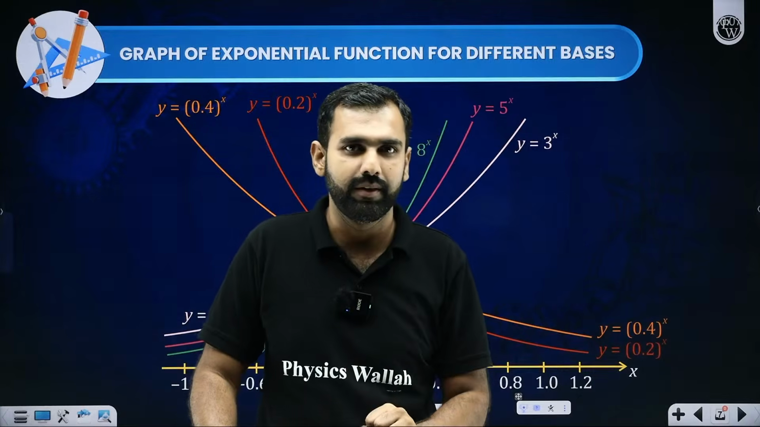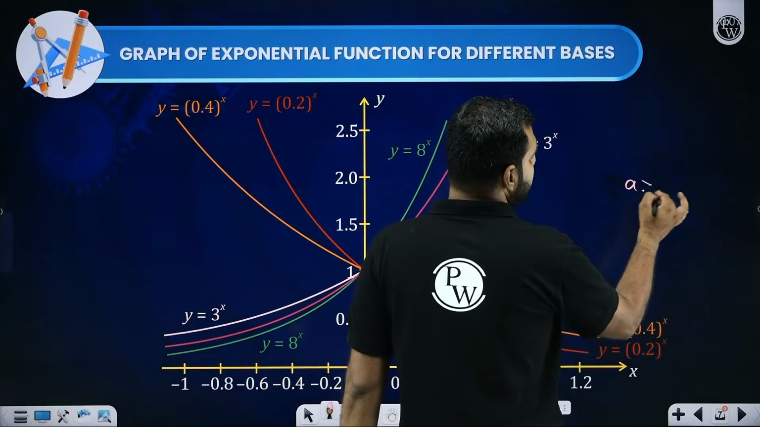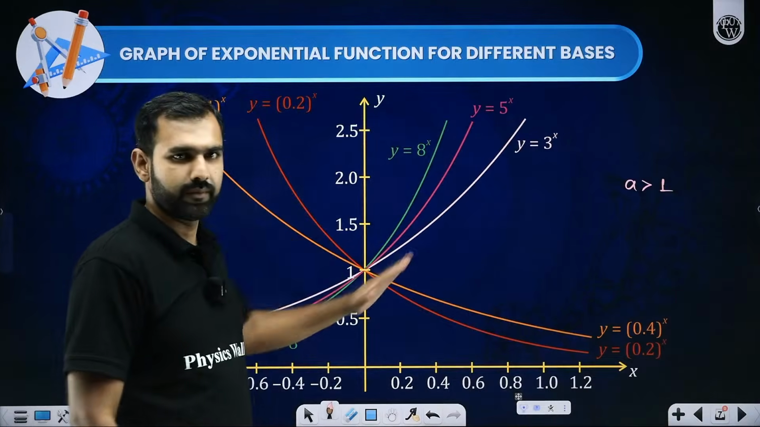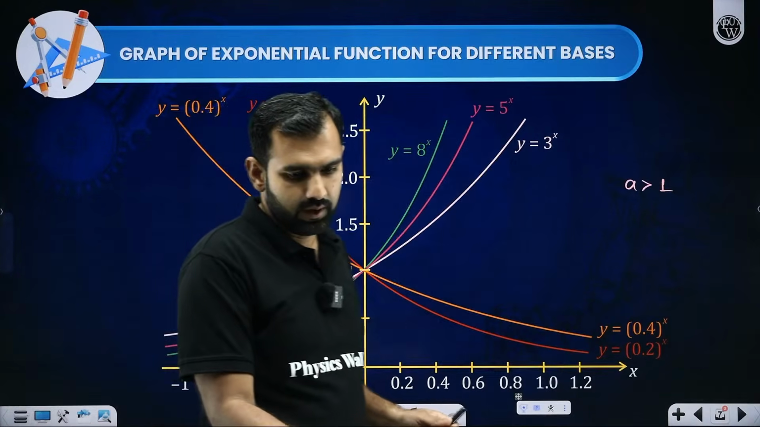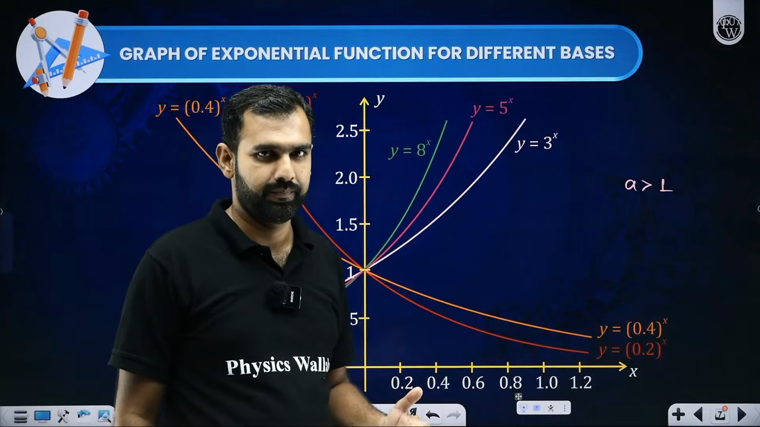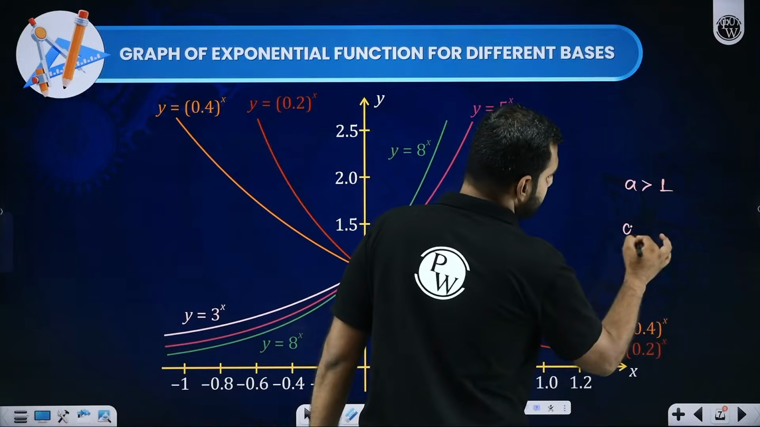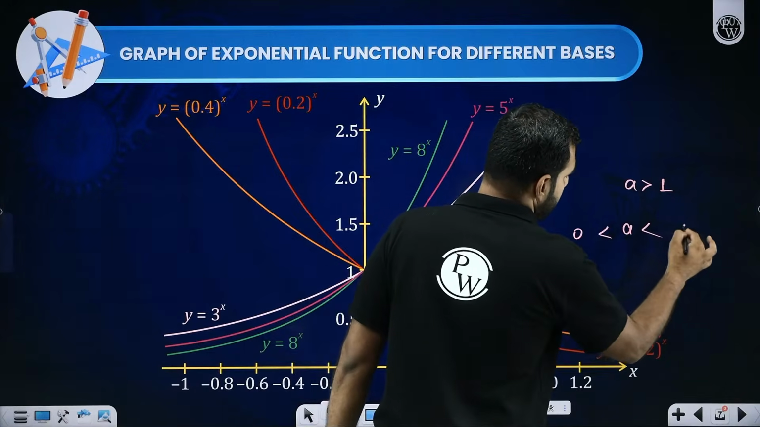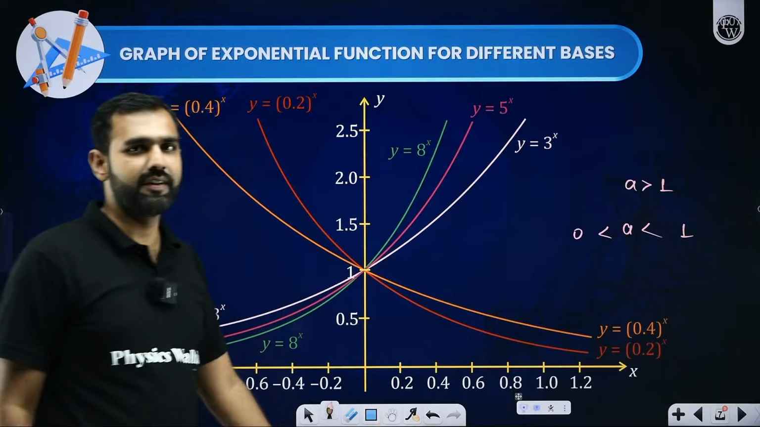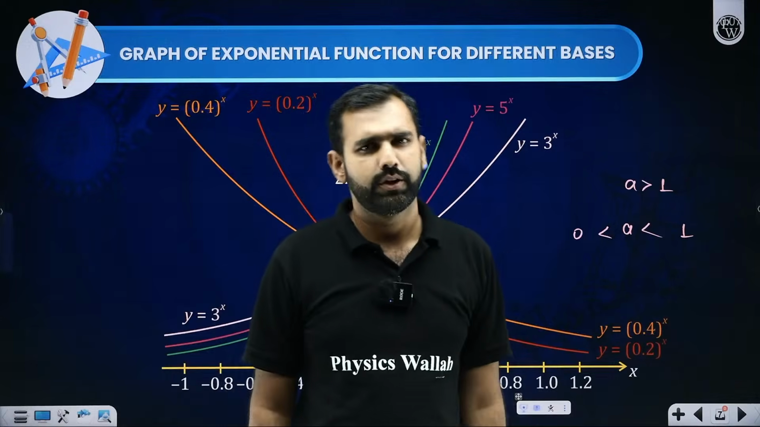Did you get my statement? So if the base, there are two cases here. If the base is greater than 1, it will be increasing. For example, 3 to the power x, 5 to the power x, 8 to the power x, and so on. Everybody getting my point? But if the base lies between 0 to 1, in that case, this will be decreasing. Did you get my point?